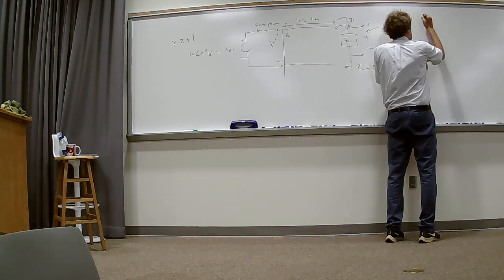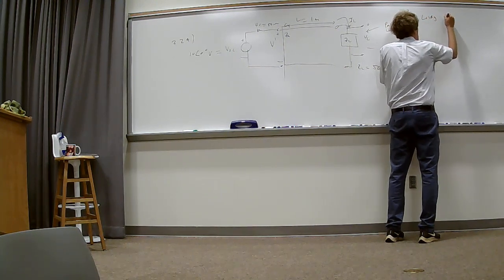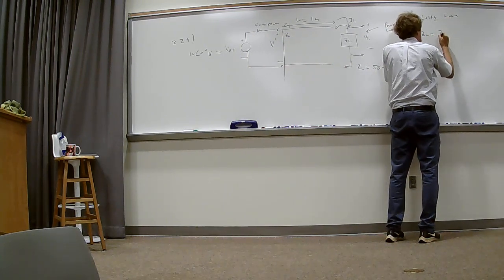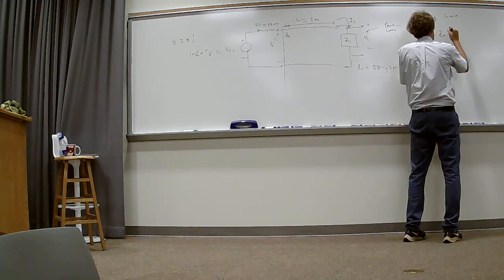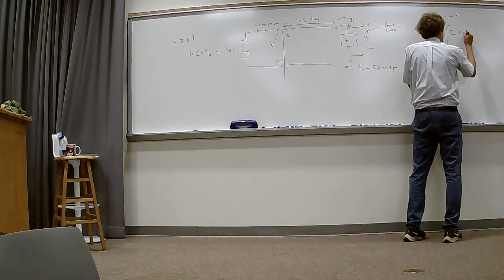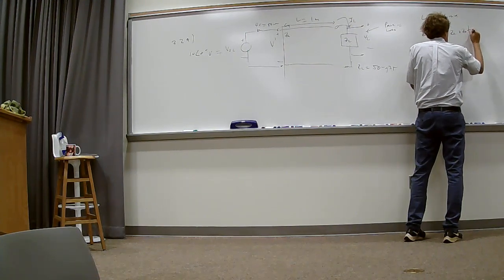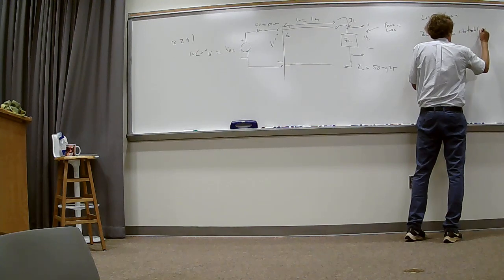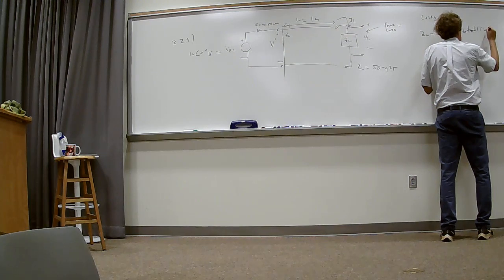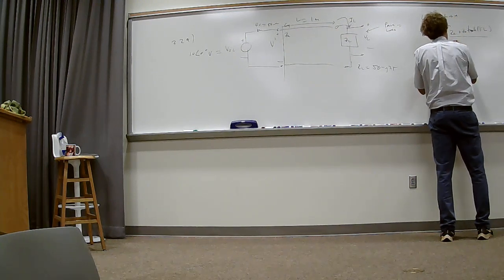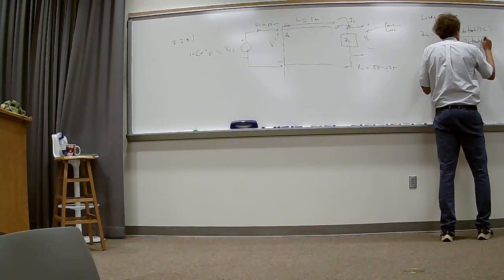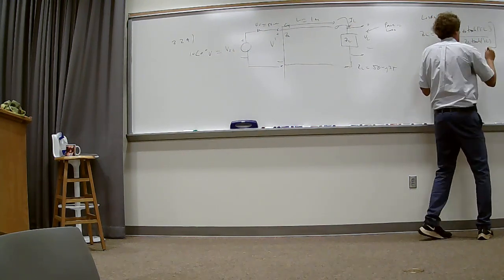So if it's a lossy line, then Zn is going to be equal to Z naught. In this case, Z naught is real. But then it's going to be ZL, ZL is complex, plus Z naught times the hyperbolic tangent of gamma L, where gamma has both real and imaginary parts, over Z naught plus ZL times the hyperbolic tangent of gamma L. Can anybody tell me where that is in the book?